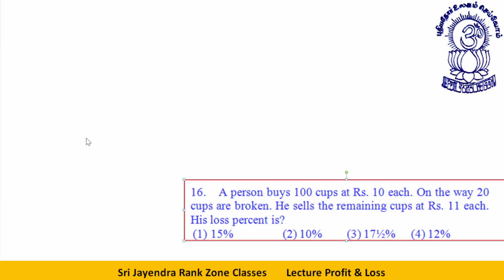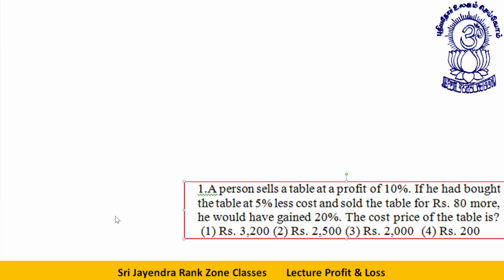We will move to the next exercise now. This is the last exercise. Okay, a person sells a table at a profit of 10%. If he had bought the table at 5% less cost and sold the table for rupees 80 more, he would have gained 20%. The cost price of the table is. See, students, let's take step by step, and the question will be easy. A person sells a table at a profit of 10%. Okay. CP is C. SP is what?